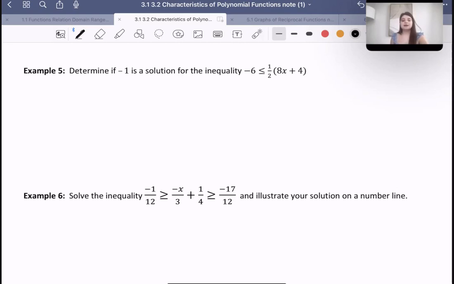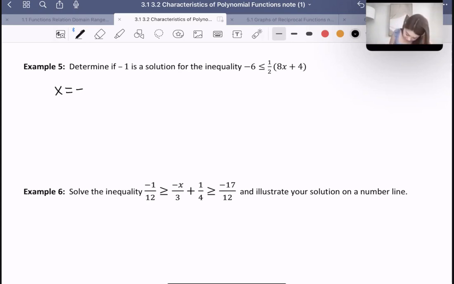If we get something like 3 is greater than 2, we'd say, oh, well, therefore it is a solution, it's true, because 3 is greater than 2. If we get something like 1 is greater than 2, well, that's clearly not true, and so therefore it wouldn't be a solution then. So let's see what we get in this case.